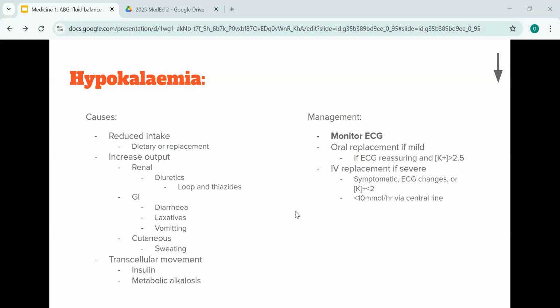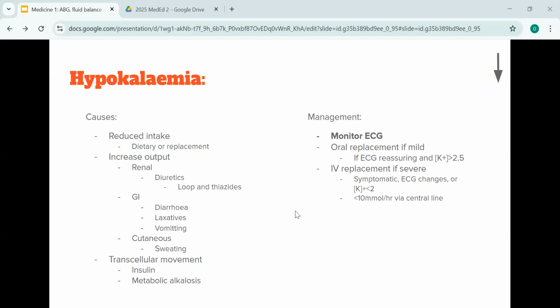So there are 3 main causes for low potassium. Reduced intake is a rare cause in practice, as it's quite hard to significantly reduce your potassium levels in an isolated manner. However, if an individual's on artificial feeds, this can result in hypokalemia if it's not managed properly. Increased output is far more common, and this can either be due to renal causes, so diuretics, GI, vomiting, diarrhea, or cutaneous sweating, but again, extremely rare. The only other thing to note is things like insulin can cause that shift intracellularly and also cause a hypokalemic serum level. Managing, again, you don't need to know much of it.